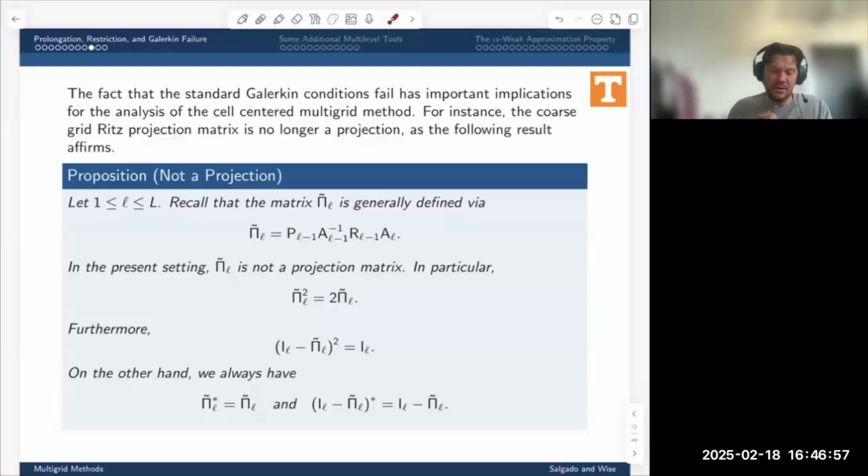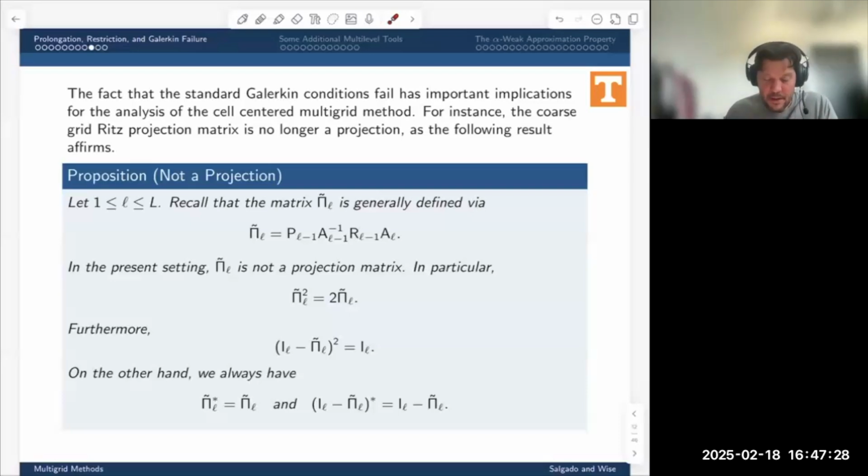Now, what is a projection matrix? Remember, it's a very special matrix. It's a square matrix that satisfies P squared is equal to P. If I square this matrix, I get the same thing back. It's a very special square matrix that has this property. Well, if that property doesn't hold, then does it almost hold? What are the implications? Well, let's see.